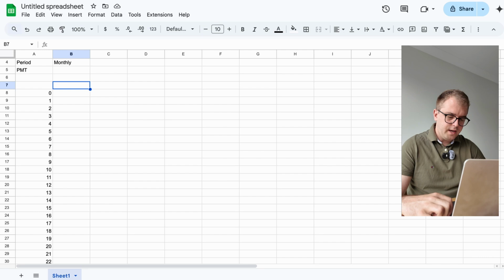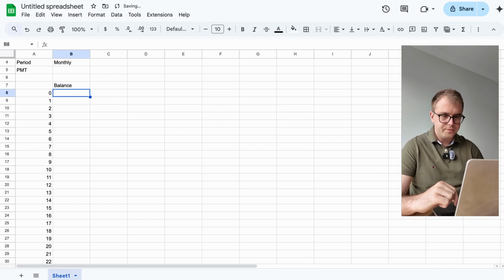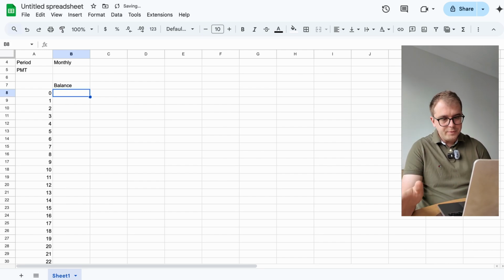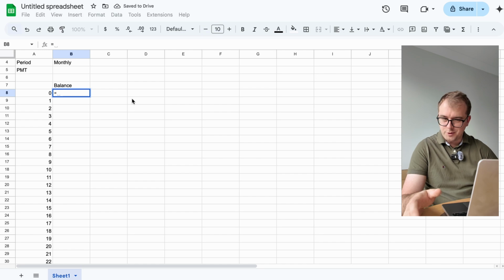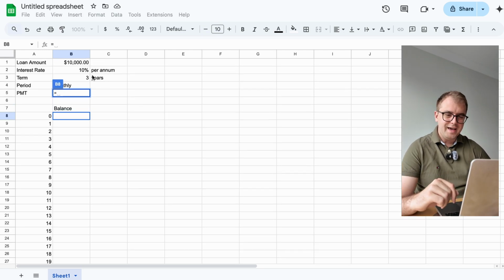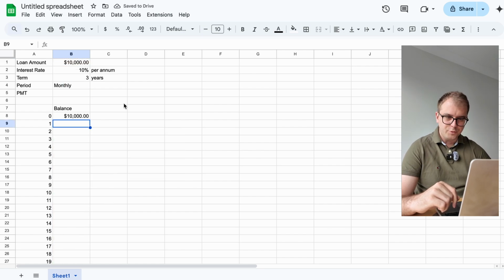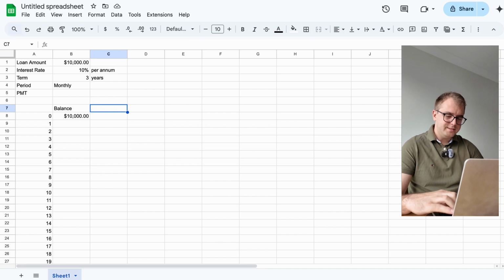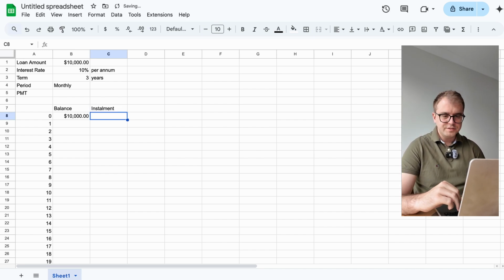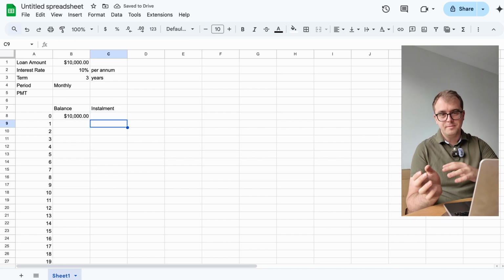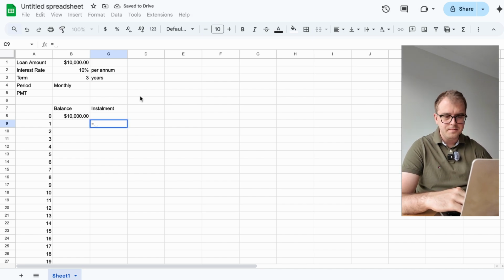The first item I look at is the balance of the loan in our schedule. So at the time we take out our contract, at 0 days or 0 months, it's $10,000. So I'll just go equals B1, and that gives us the value. We don't want the autofill, that thing that just came up. We don't want that. The next thing we look at is the installment. So this starts from period 1. So what I do is an equal sign here, pointing to PMT.